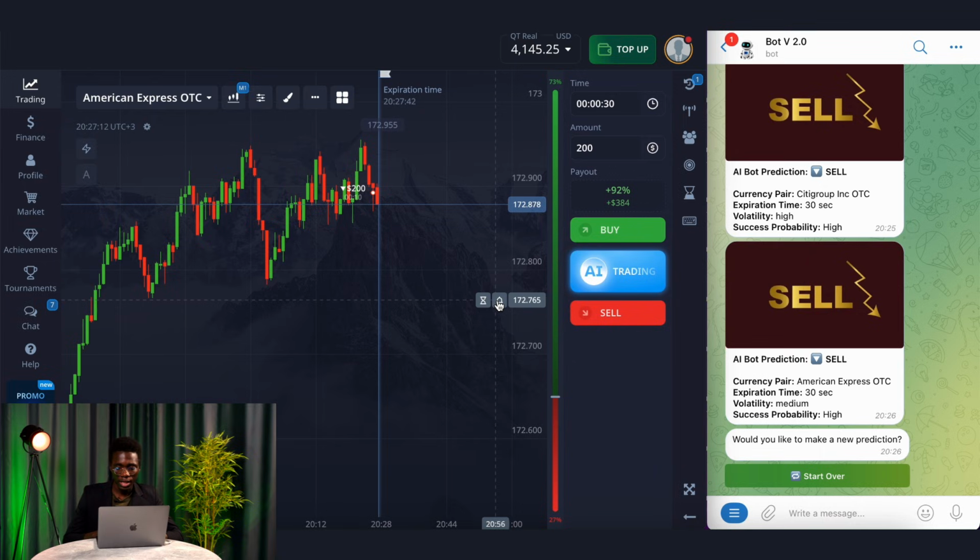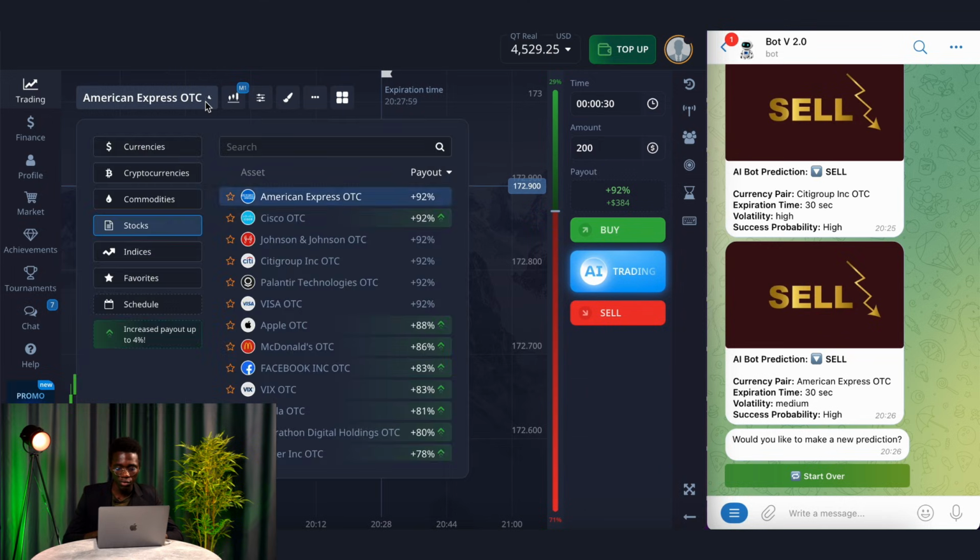10 seconds left on the timer. Is this gonna be another win? We're about to find out, people. 6 seconds and waiting. 5 seconds, 4 seconds, 3 seconds, 2 seconds, 1, and here we go. Nice and smooth. That's another win for us, people. Selling AI powered trading bot version 2.0 have just given us our second win for today.